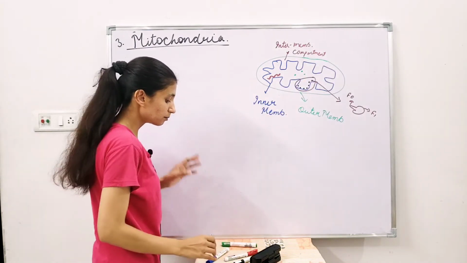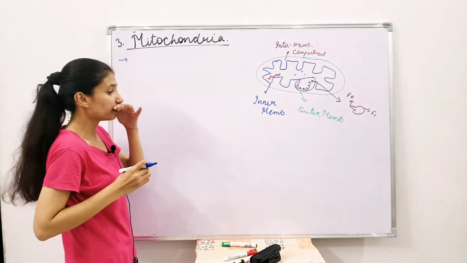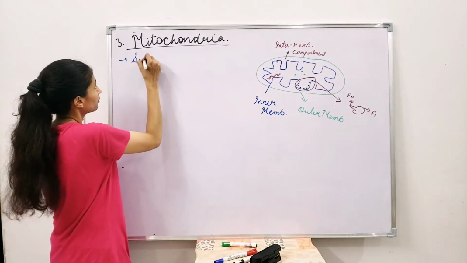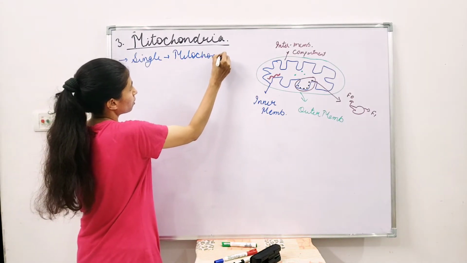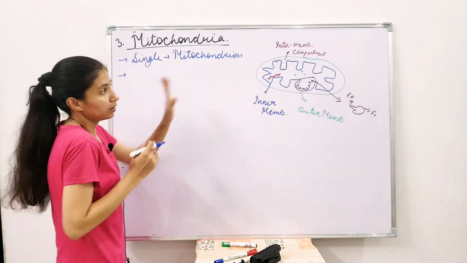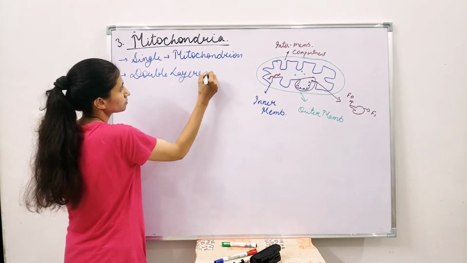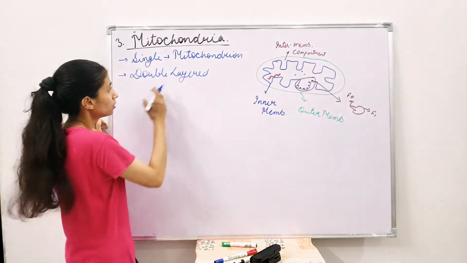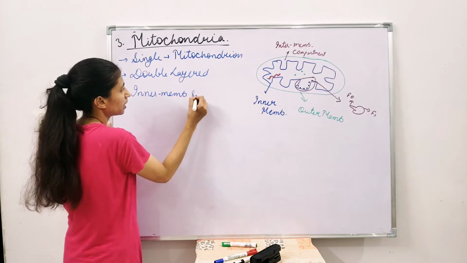Now moving ahead into mitochondria. Mitochondria is actually a plural word, which means when many mitochondria are there, large in number, we call them mitochondria. If you see a single one, you call it a mitochondrion. Now what is it? Double layered. One is this one, one is this one. Mitochondria is the only organelle present in the cell so far which is a double layered structure. You will find the inner membrane and outer membrane.